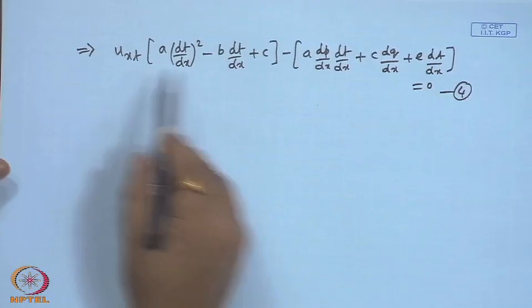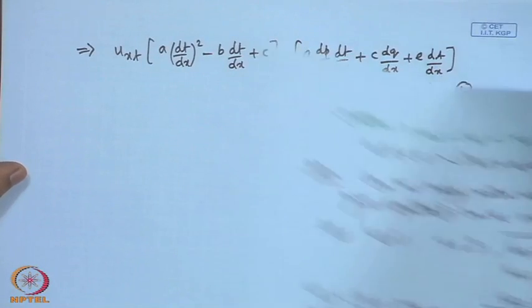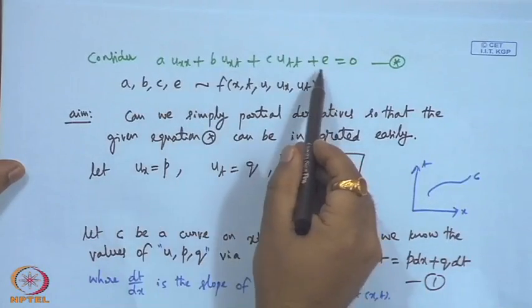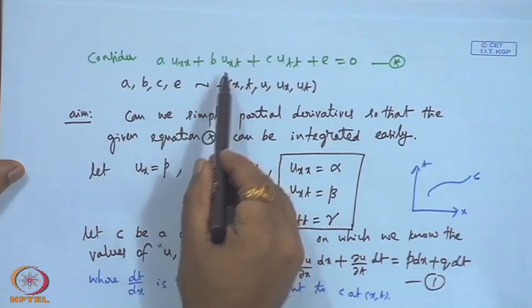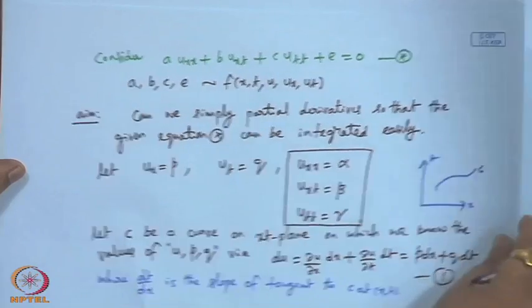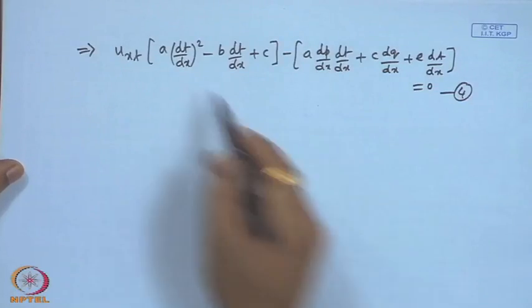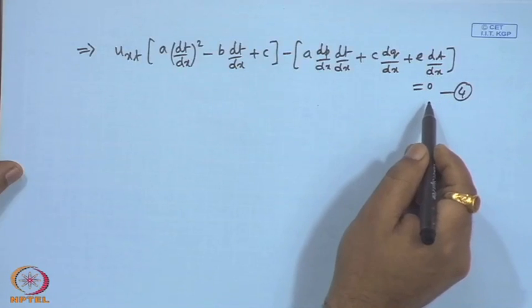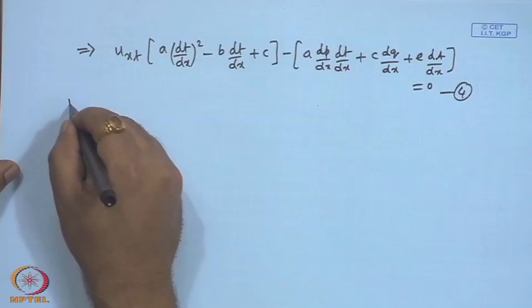So, as I mentioned, we substitute in here. When we do that, u x x will be replaced, u t t will be replaced, and we collect the coefficients and we get this. Okay.